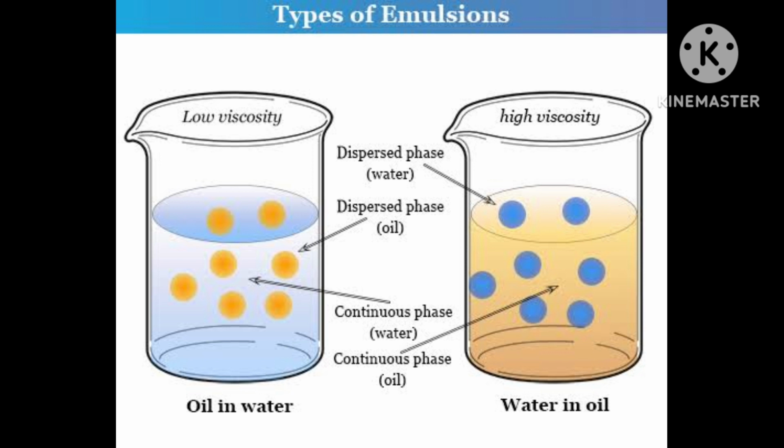Under this condition, a small quantity of electrolyte can bring about coagulation. Means after mixing alcohol or acetone in the hydrophilic salt, dehydration of the dispersed phase occurs, and then a little amount of any electrolyte added will cause coagulation, means it will precipitate.